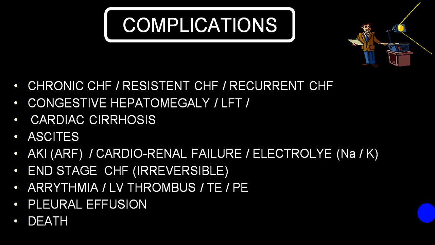And a person from stage 1 can go into stage 4, which we call end stage congestive heart failure, or irreversible, or we use the word resistant congestive heart failure. A person can develop cardiac arrhythmias either because of electrolyte imbalance or because of congestive heart failure, LV thrombosis, thromboembolism, infective endocarditis, pulmonary embolism, pleural effusions, and invariably they succumb, that is death.